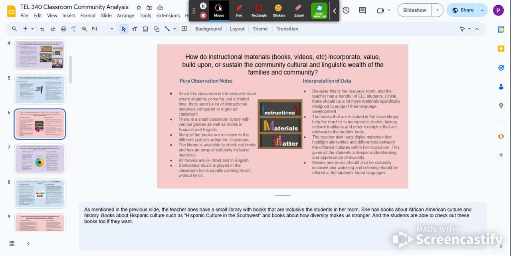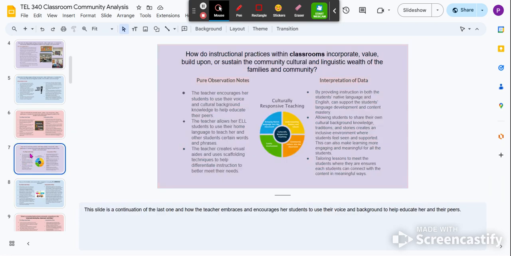As mentioned in the previous slide, the teacher does have a small library with books that are inclusive to the students in her room. She has books about African American culture and history, books about Hispanic culture, such as Hispanic culture in the Southwest, and books about how diversity makes us stronger. And the students are able to check out these books if they want to, aside from the library.